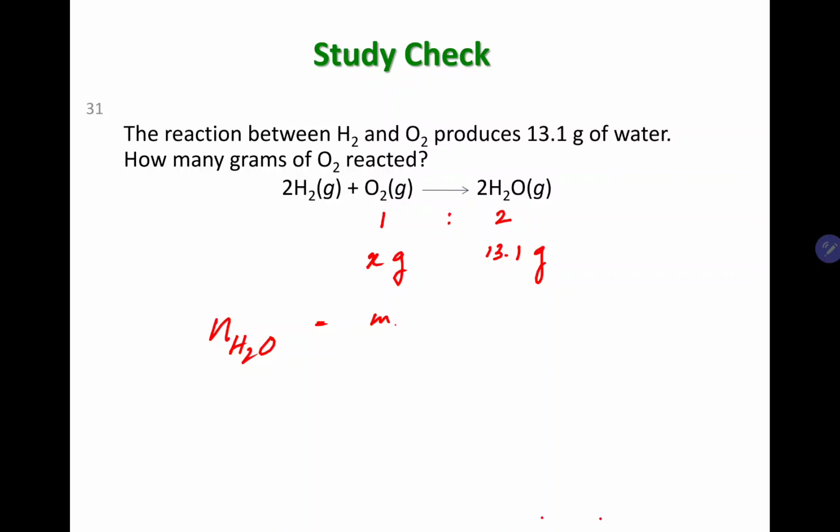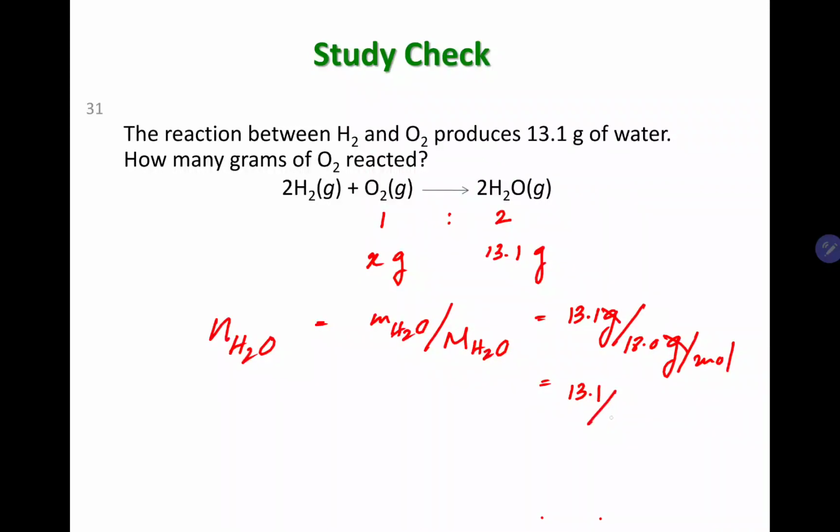You take the mass of water, you divide it by the molar mass of water, which is 18. Hydrogen is 1, so you have 2 hydrogens, that is 2. Oxygen is 16, so 2 plus 16 is 18. Okay, 13.1 grams divided by 18.0 grams per mole. So grams to grams will cancel out and your answer will be in moles. So 13.1 divided by 18.0 moles. So this is the moles of water.